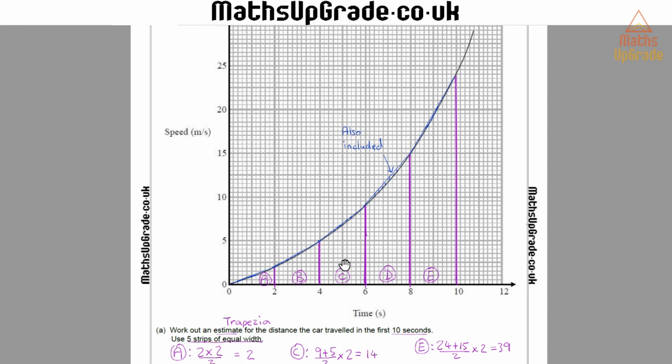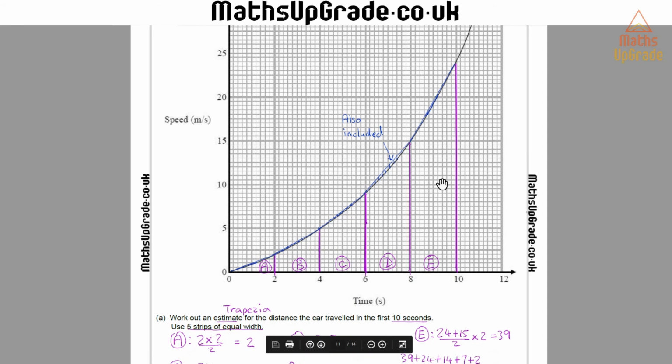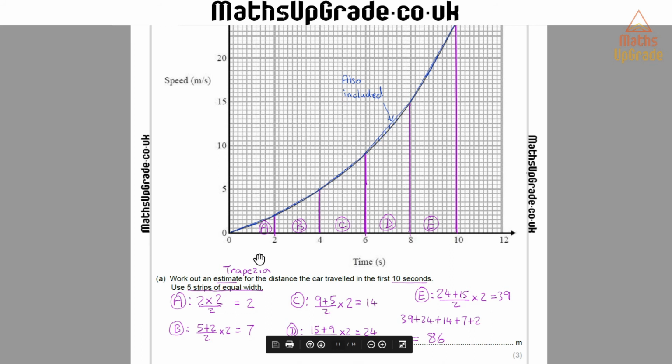So I've got 1, 2, 3, 4, 5 strips. I'm going to find the areas underneath each strip, and that would give us the distance the car travelled, since speed times time equals distance. So for the first section, section A, well, that's just a triangle. The area of a triangle is given by base multiplied by height divided by 2. So that would give us an answer of 2.